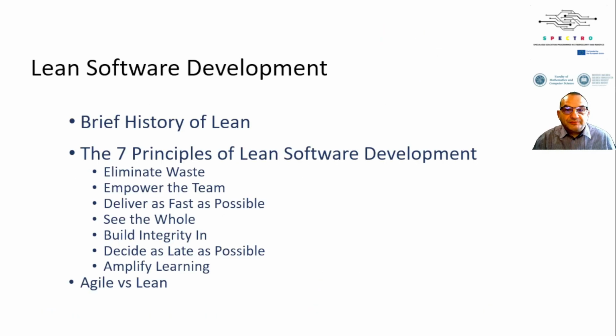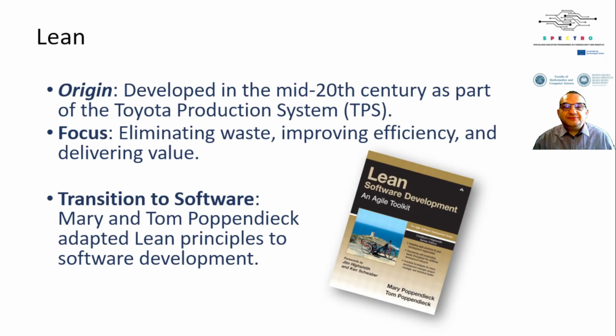Here is the roadmap. We'll start with a brief history of Lean, understanding how it evolved from a manufacturing philosophy to a powerful tool for software development. And then we'll delve into the 7 principles of Lean software development, exploring each one in detail. After that, we'll discuss practical ways to put these principles into action with examples to illustrate their application. Let's begin with the origins of Lean.